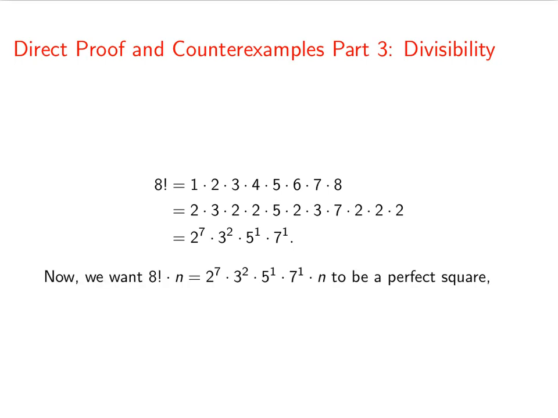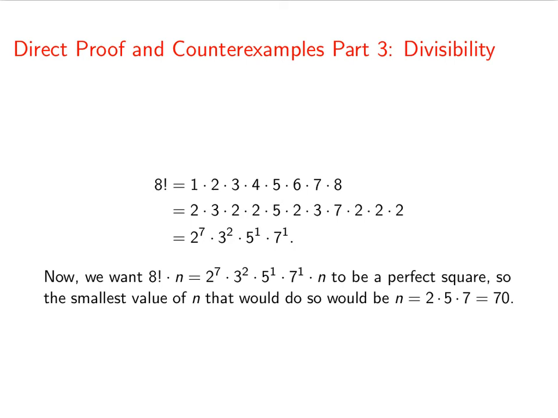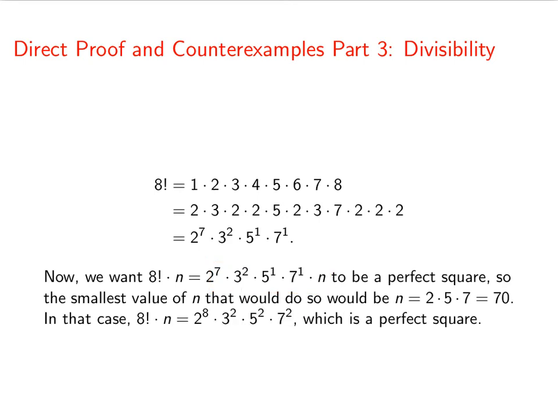Now let's turn our attention to 8 factorial times n. And we want this to be a perfect square. So the smallest value of n that would work would be 2 times 5 times 7. Because that would make it so that if we multiplied everything together in here, we would get all even exponents on our primes. So in that case, 8 factorial times n would be 2 to the 8th times 3 squared times 5 squared times 7 squared. And as we saw before, that's going to be a perfect square. So this number here, 70, is the smallest number that would work.